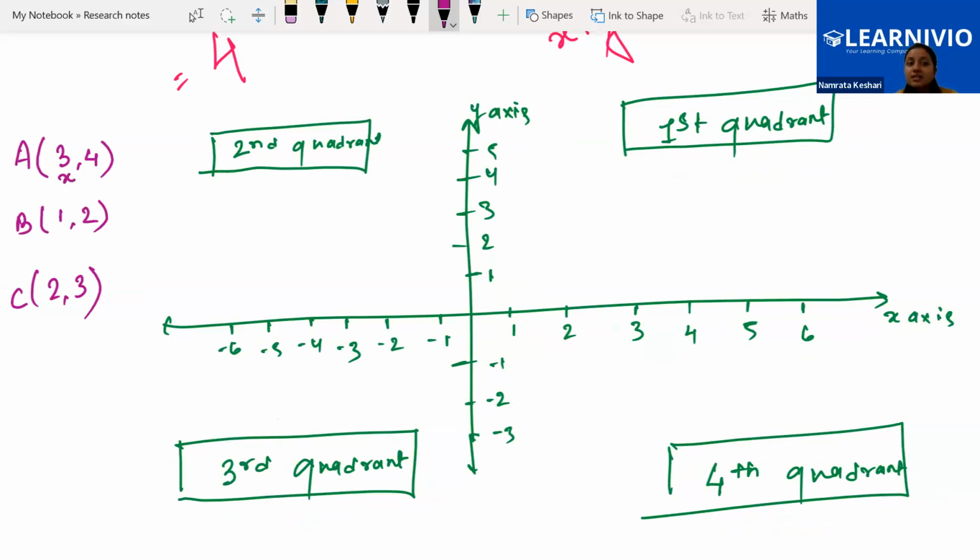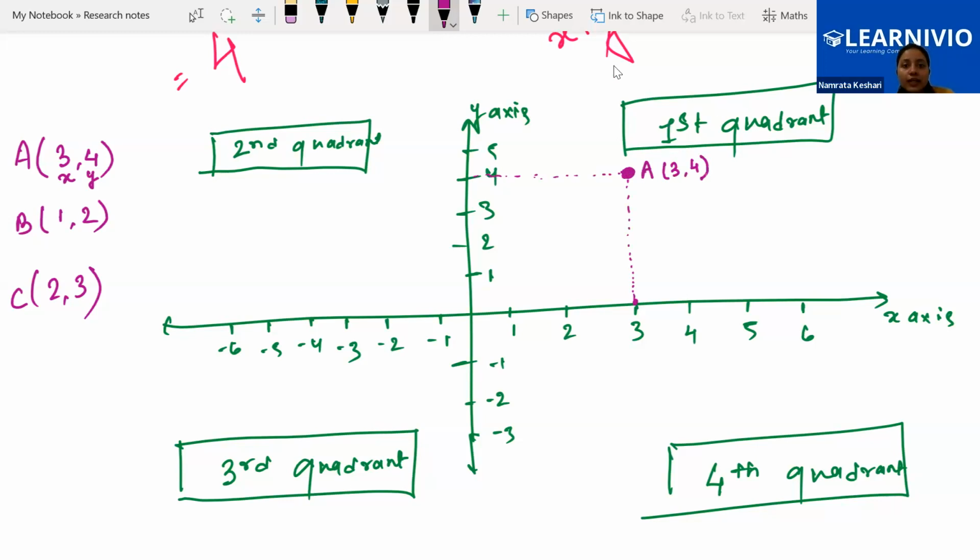What is X? X is 3. What is Y? Y is 4. X is 3. And where do we have to go, upside or downside? Y is positive 4. So we have to go up, and up, till wherever Y is 4. Here we need to stop in front of 4. We can join it like this. It must touch the y-axis at 4, and this is the point we have, that is point A. The coordinate of this point A is 3, 4.